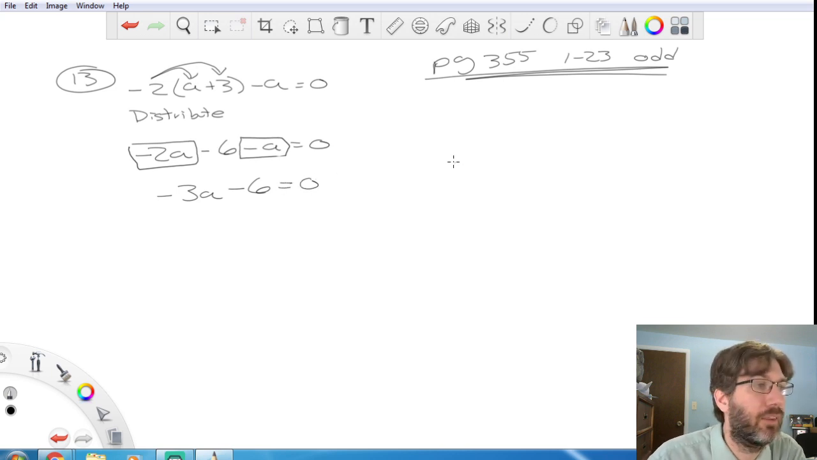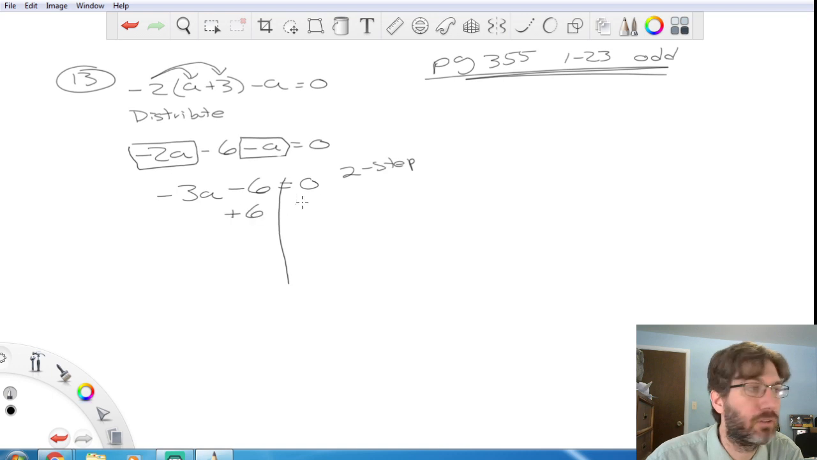Once you're at this point, it is your two-step equation. And again, order of operations in reverse. You're going to add 6. You're going to add 6. These will cancel, leaving you with negative 3a. 0 plus 6 gives you 6.